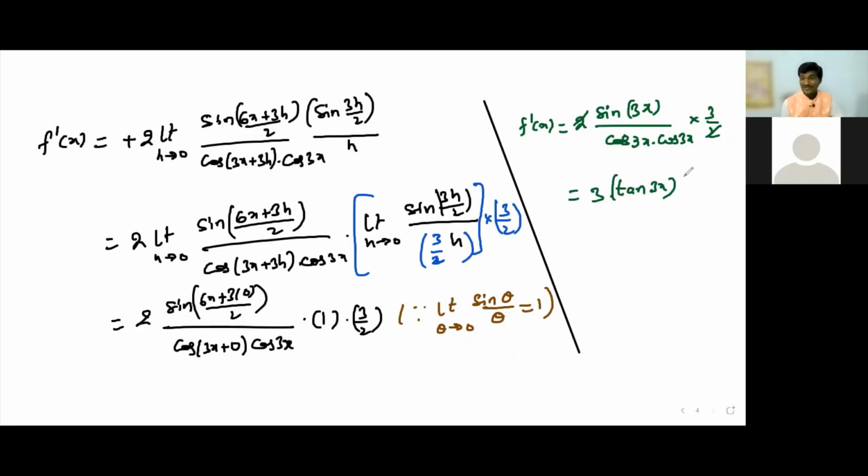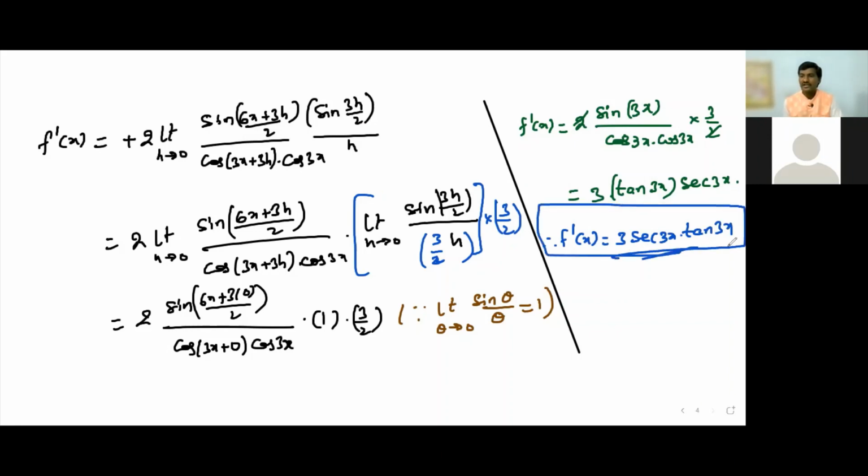What is 1 by cos? Secant 3x. So finally, what is the final answer? Therefore, f dash of x is equal to 3 into secant 3x into tan 3x. Okay, this is the required solution. Understood? Yes, sir. Okay.